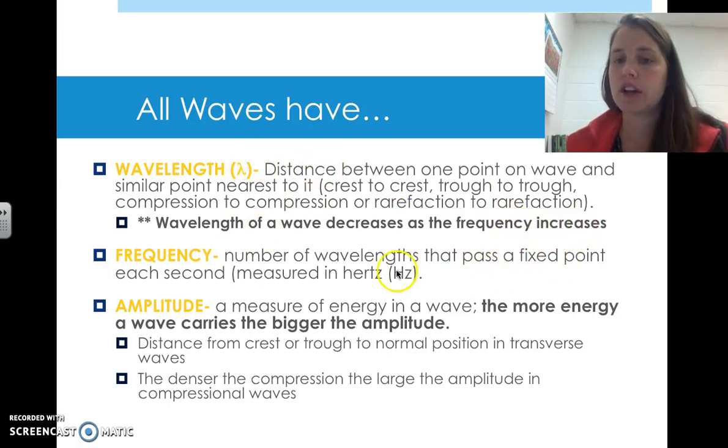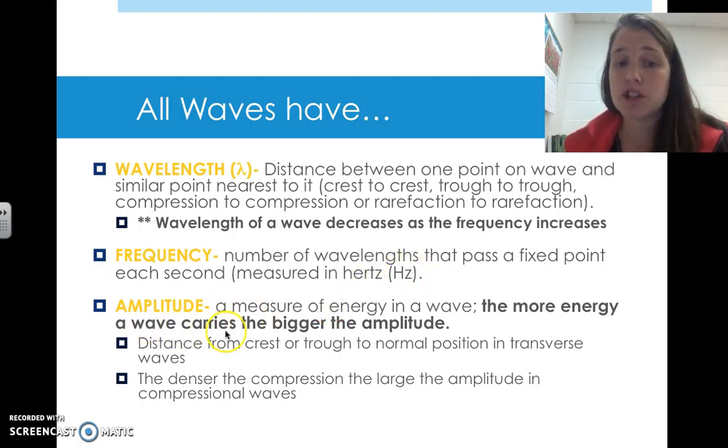Well, let's go ahead and look at the frequency. The frequency is the number of wavelengths that pass a fixed point each second. So something with a high frequency has a lot of waves that pass it in 1 second, and something with a low frequency has fewer waves. And the unit that that's measured in is called hertz, or Hz.